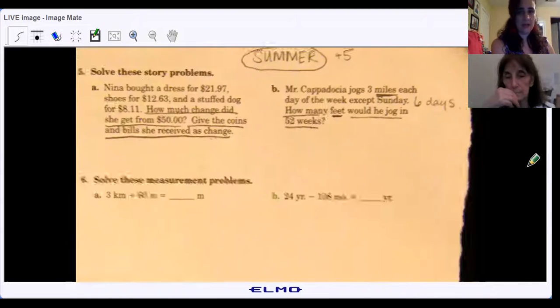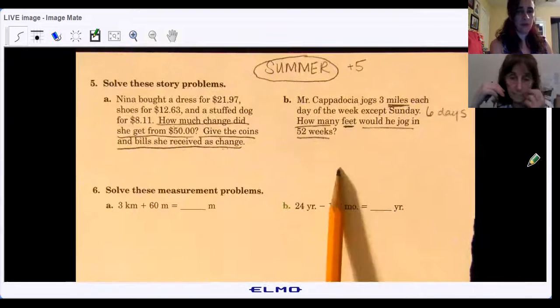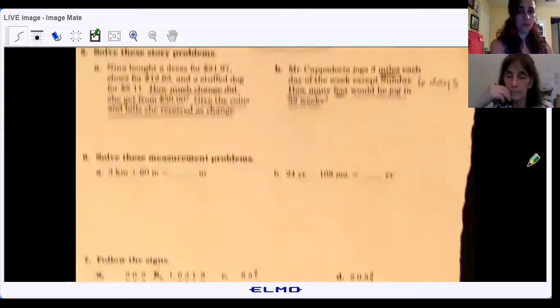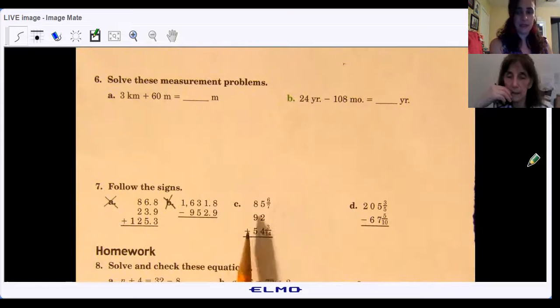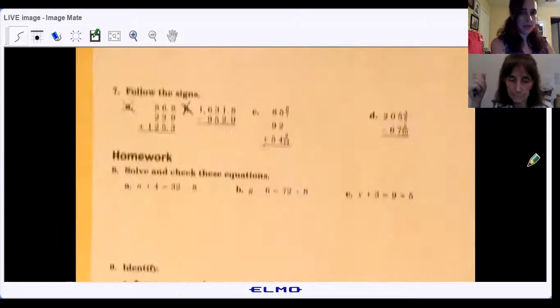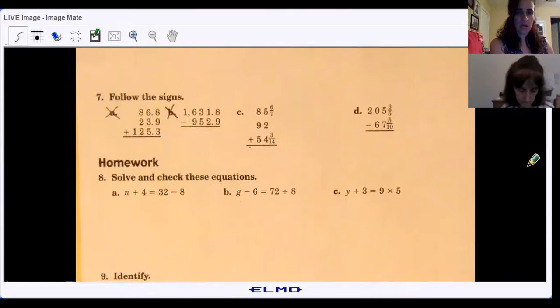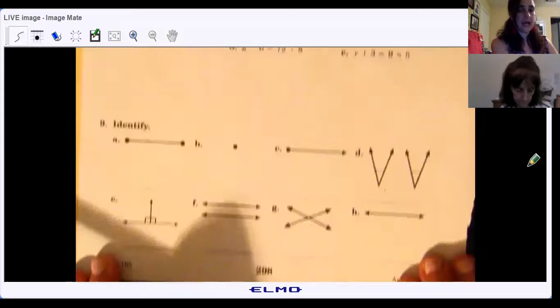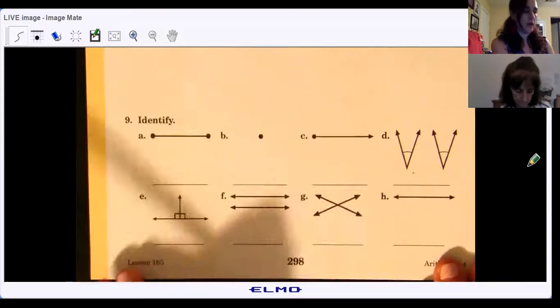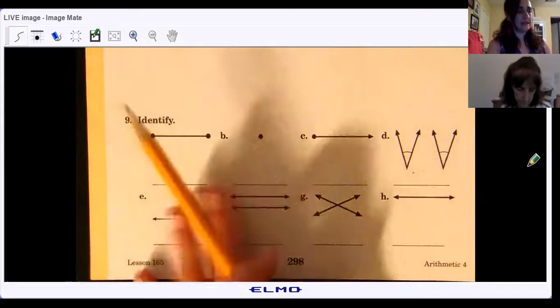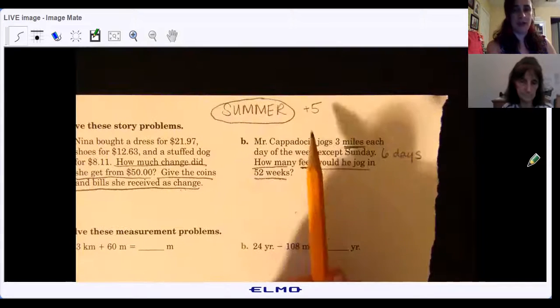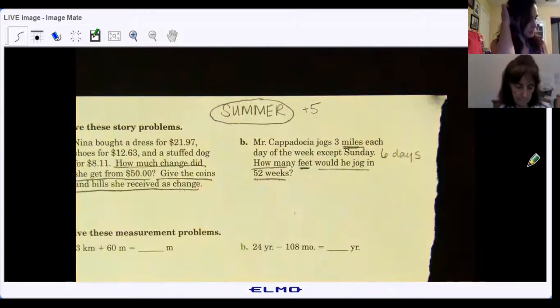On the back, you need to complete both word problems, both measurements. She crossed out 2, follow the signs. So you've done 3. And then you need to do C and D, solve the equations, algebra, super fun. And then identify. So you need to say what these items are. All right, summer gets you 5 extra points and you're done 3 problems.